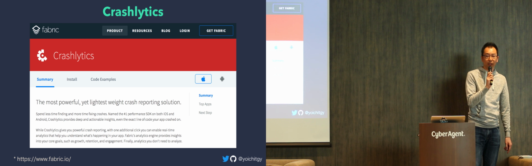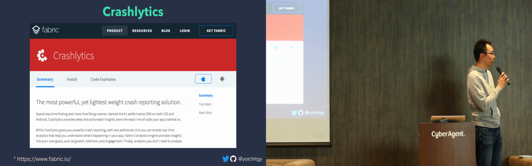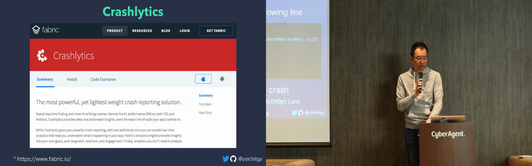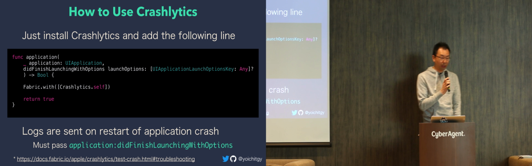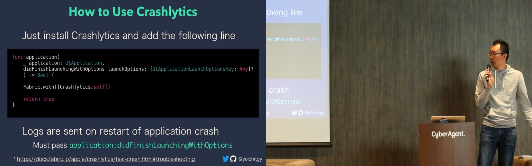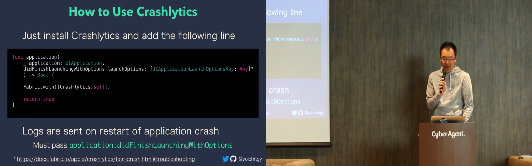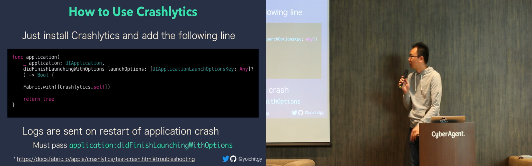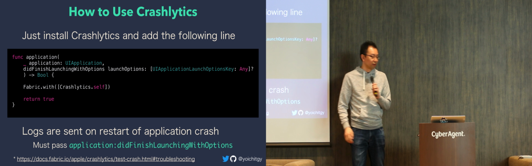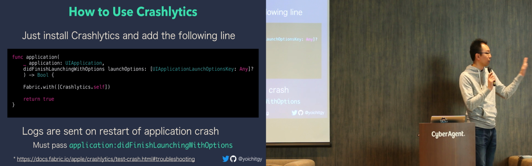Okay, so Crashlytics. I think a lot of people here already use Crashlytics because it's really easy to use. To use it, just install Crashlytics and add the following line to the didFinishLaunchingWithOptions method in the application delegate, like this, just adding Fabric with Crashlytics. So it's really easy to get the crash report, just this one line.